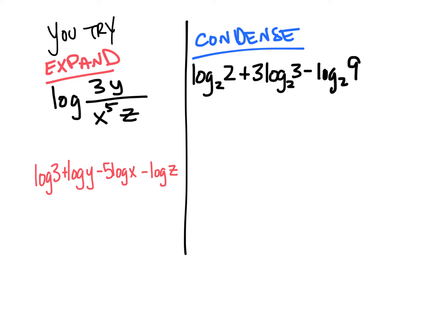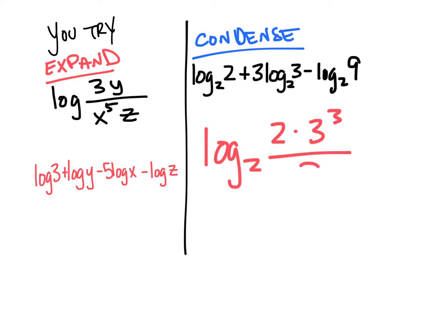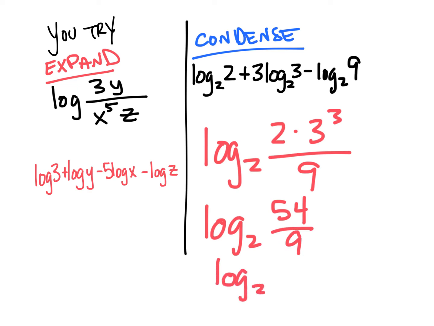Now in the second problem, we didn't have any variables. So we had here, this is all log base 2, right? And up in the numerator, we had 2 times 3 cubed all over 9. Well, 3 cubed is 27. 2 times that, that'd be log base 2 of 54 over 9, and that's just log base 2 of 6.